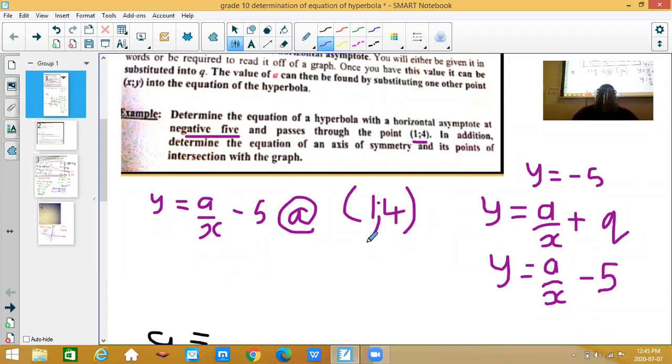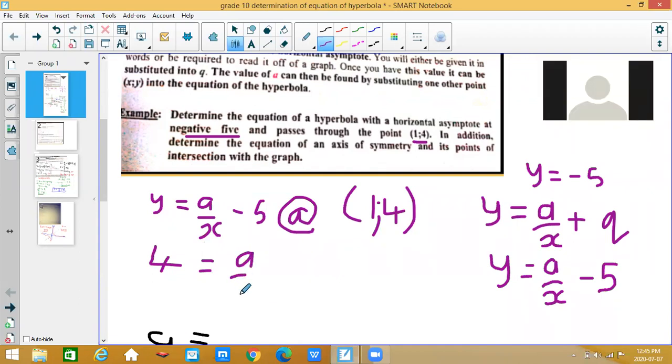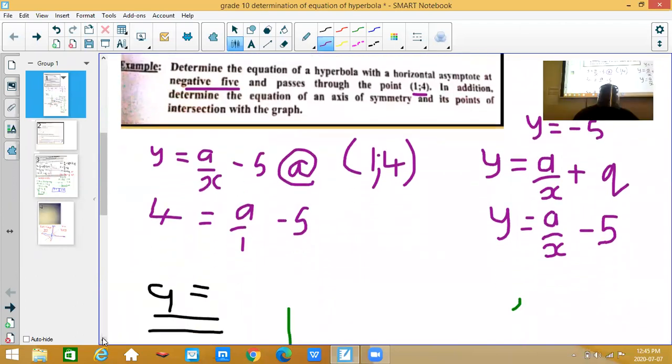Now, what is the y value on this point? 4. So in the position of y here, we put a 4, which is equal to a over, what is the value of x? 1. So it's a over 1 minus 5. Are you getting it? Are you still following there?